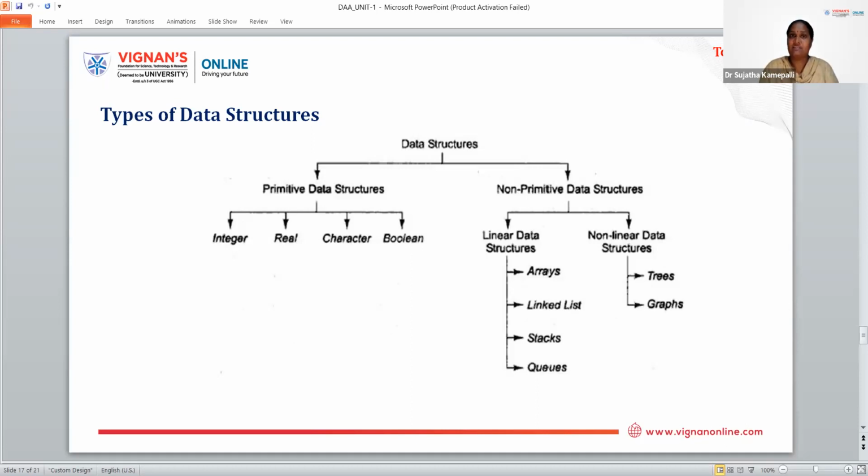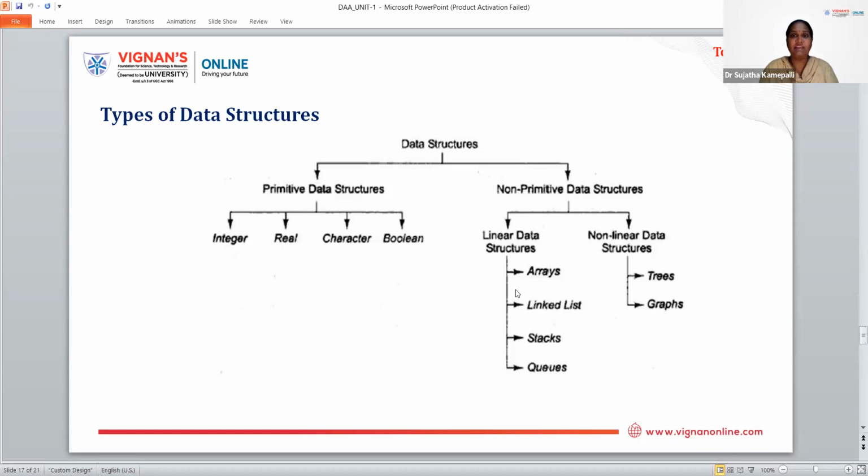First of all, what are the primitive data structures? Basic data types provided by programming languages such as C, C++, Java, Python, etc. are called primitive data structures, which are integers, used to represent integer values; floating point numbers, used to represent real values; characters, used to represent individual characters; and booleans, used to represent true and false values.